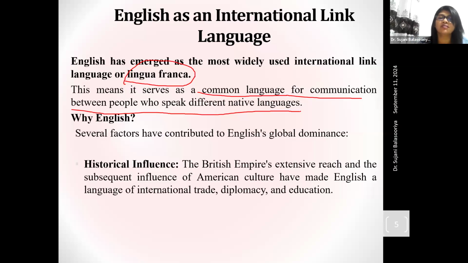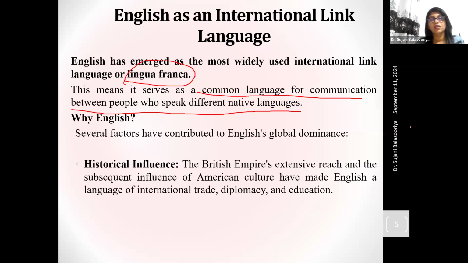Why English then? So we have this question also. Why English? Why can't we have Sinhala as lingua franca? Why can't we have French, German as lingua franca? Why can't we have Tamil as lingua franca then? Don't you have that question? Why English? There are some reasons for that, right? There are some factors that have contributed to English's global dominance.